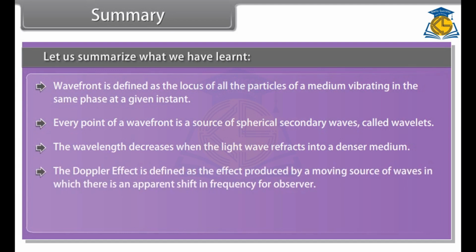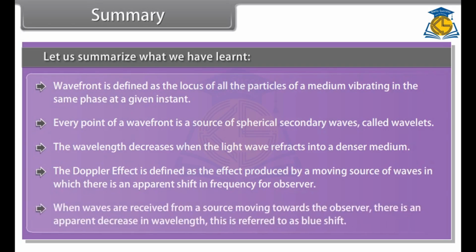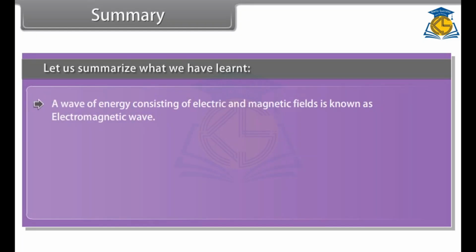The Doppler effect is defined as the effect produced by a moving source of waves in which there is an apparent shift in frequency for the observer. When waves are received from a source moving towards the observer, there is an apparent decrease in wavelength. This is referred to as blue shift. A wave of energy consisting of electric and magnetic fields is known as an electromagnetic wave.